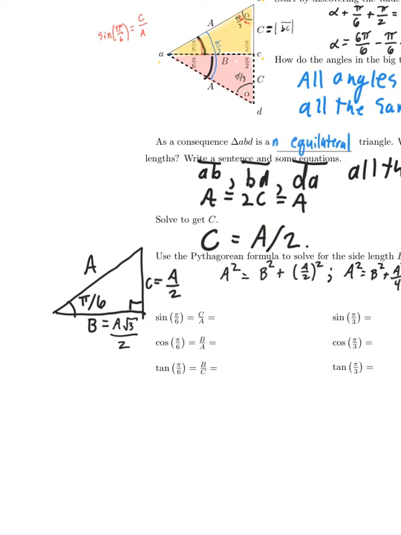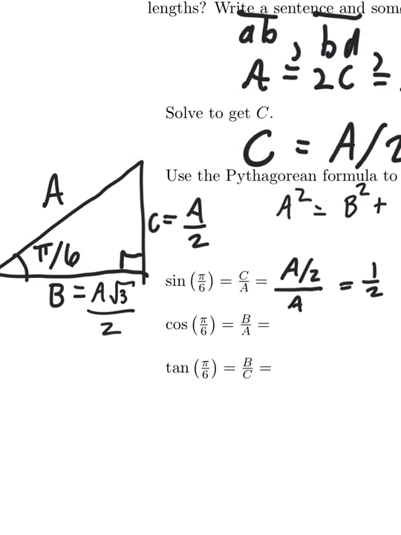Now I can use SOHCAHTOA. So SOHCAHTOA, sine of pi over 6 is opposite over hypotenuse. So that means that sine of pi over 6 is c over a, which is a over 2 divided by a. Hey, that's just a half. Cosine of pi over 6 is b over a.